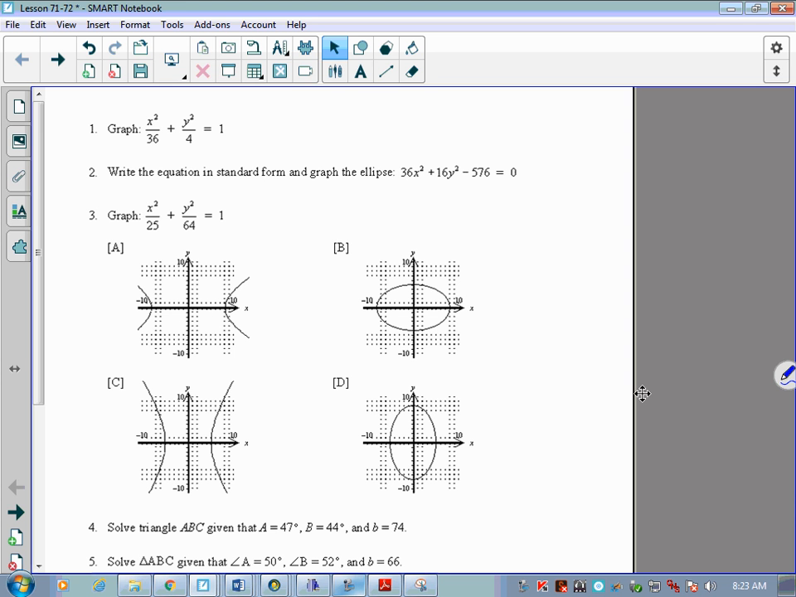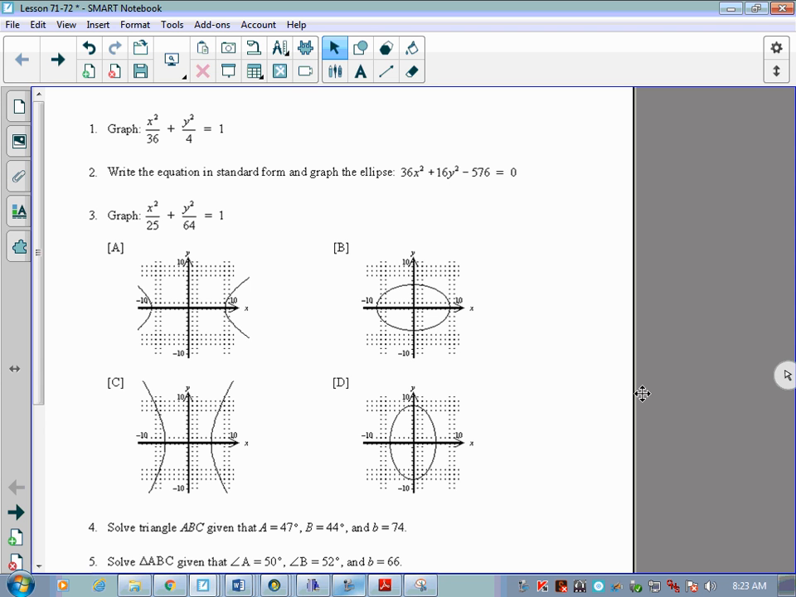Graphing based upon the equation of a circle. Sometimes we're going to have to take the equation and break it down to its component parts to understand it. As we look at question number 1, we've got x squared over 36 plus y squared over 4 equals 1, which is the form that we want out of the equation.